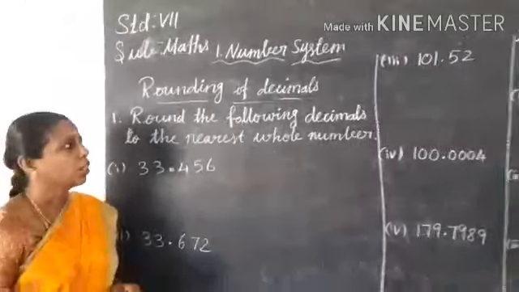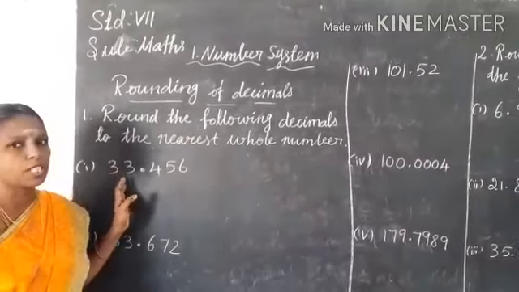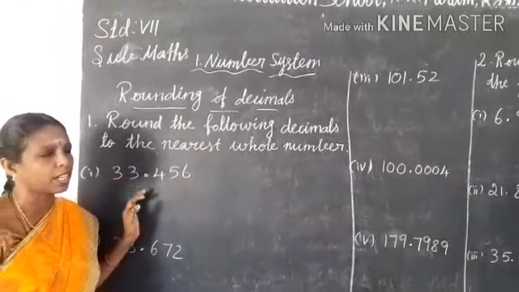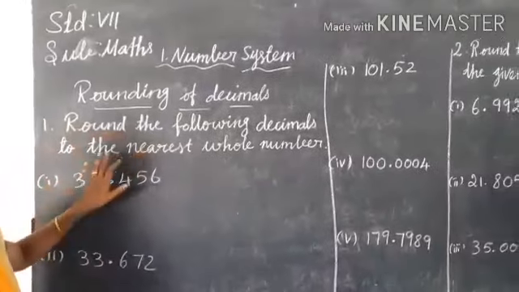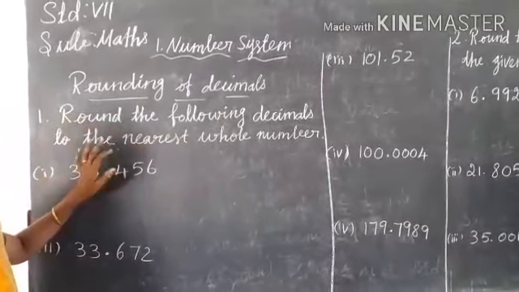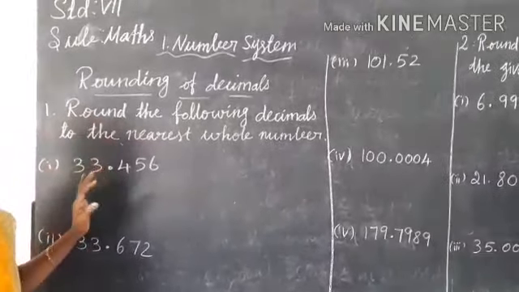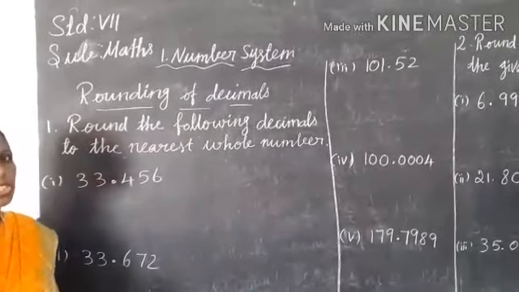Maths class. Now we are going to see about rounding of decimals, children. Already we studied about this clearly. Once again I am going to revise this, children. See, round the following decimal to the nearest whole number. First thing, why do we have to round the given decimal number, children?